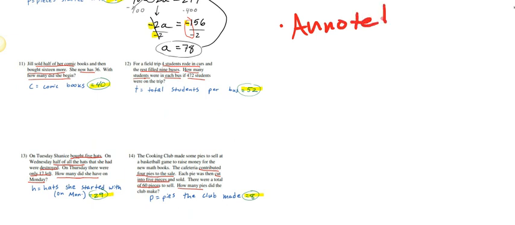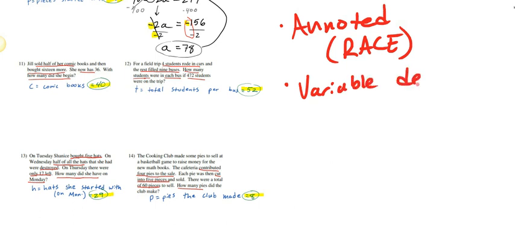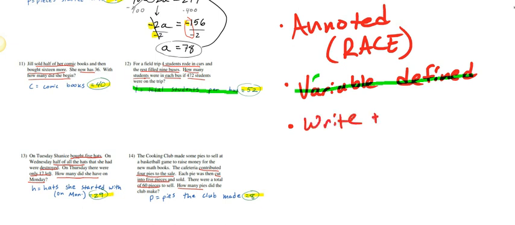Here's what you got to do if you want those full points. They need to be annotated. Use that RACE strategy from our notes. They need to have the variable defined for every problem. That should be done already. Variable defined means this right here. Say what the problem or the answer to the problem will mean. Okay? And then you need to write and solve an equation for each problem. We have equations from the front side. You need to write them from this back side.